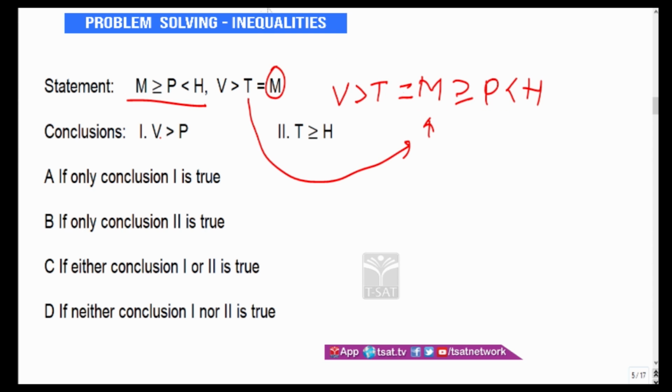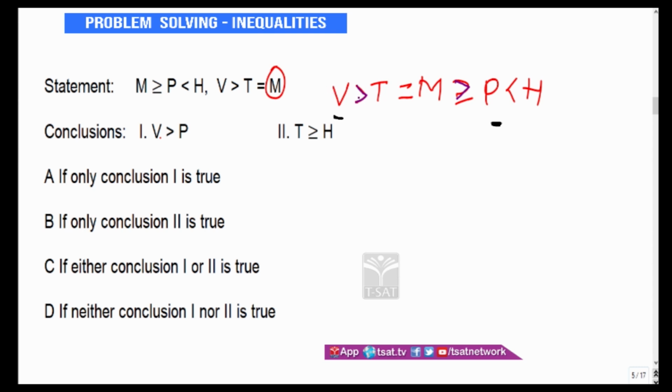Now after converting the two statements into one statement, let's see whether the conclusions follow or not. See the first conclusion, V is greater than P. You check the two letters, here V and here P. Now you tell me whether V is greater than P, yes or no? Yes. Why? Because see the symbols. This greater symbol is towards V, here also the greater symbol is towards V.